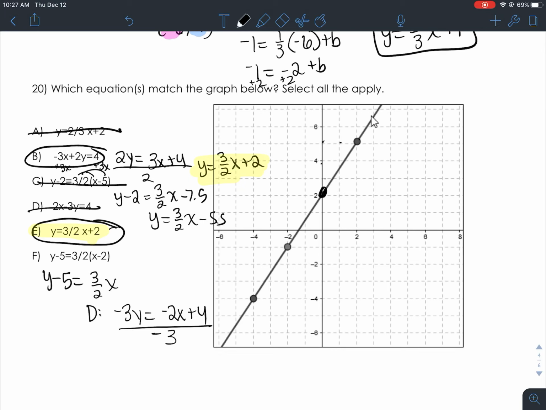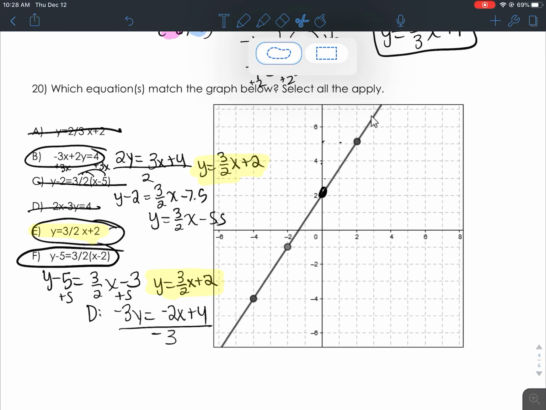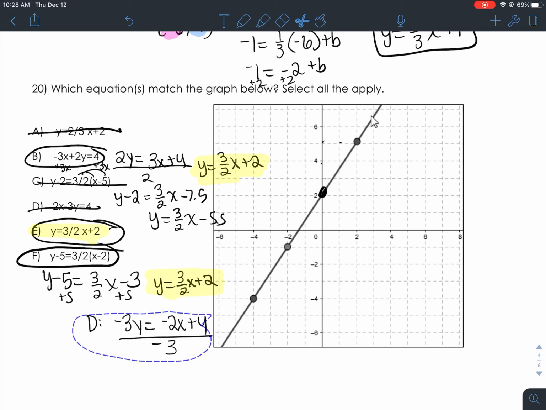3/2 x, and then 3 times -2 is -6, divided by 2 is -3. Then if I add 5 to both sides, I get y equals 3/2 x plus 2. So that is also an answer choice right there. There we go. So that's kind of how you do that. It takes a while because you're essentially checking a bunch of problems at one time.